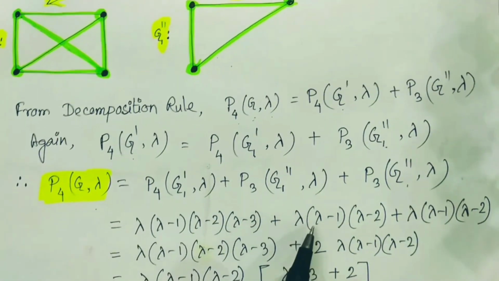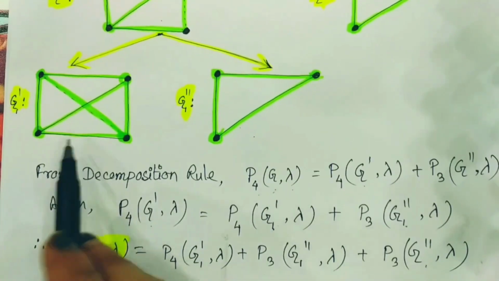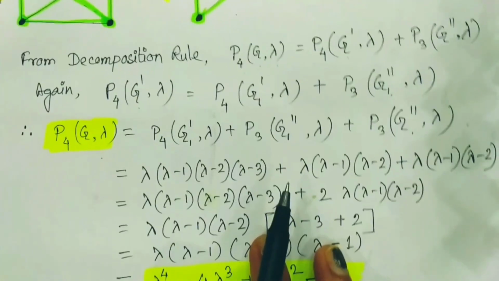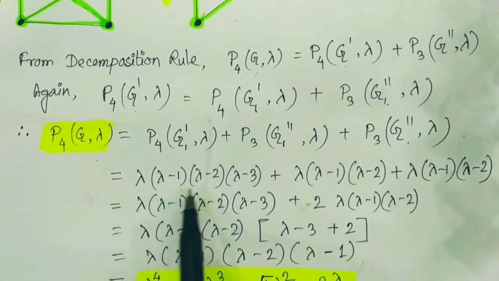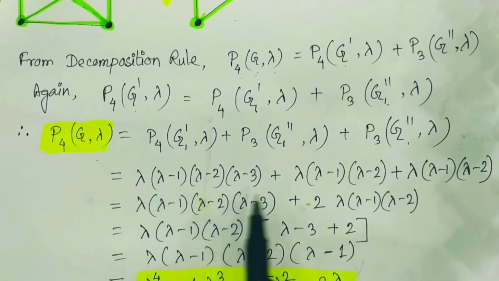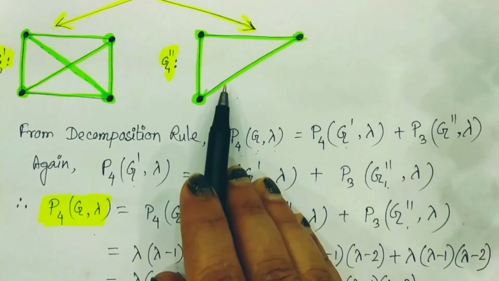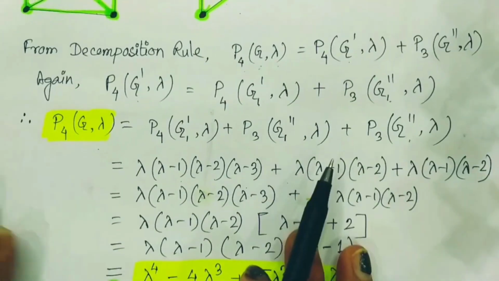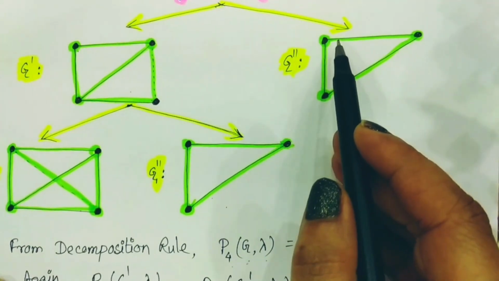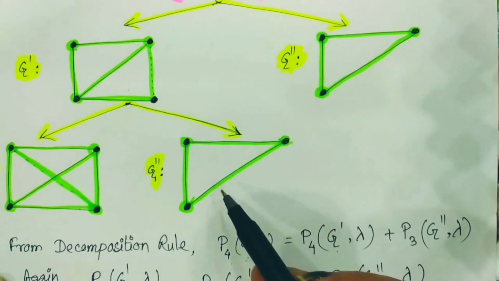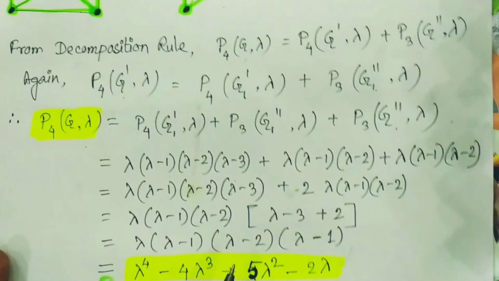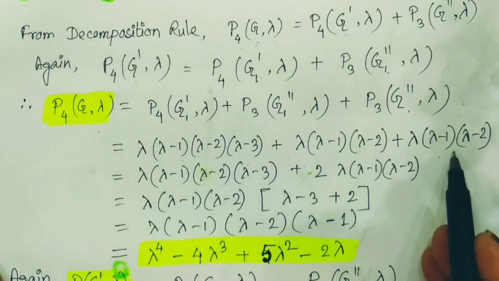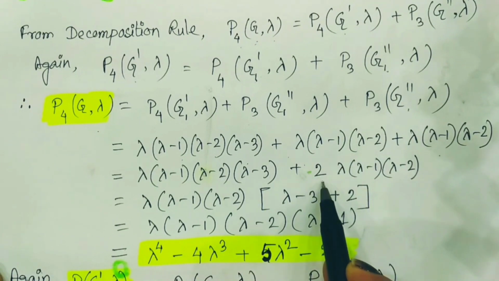We will find out that the chromatic polynomial for this graph, this is a graph with 4 vertices and it is a complete graph. So its chromatic polynomial should be lambda into lambda minus 1 into lambda minus 2 into lambda minus 3, plus its chromatic polynomial lambda into lambda minus 1 into lambda minus 2. So that we have right here. And for this one also, it is a complete graph with 3 vertices and its chromatic polynomial is the same as this graph. So these two are the same terms. So if we add these two, then we will find 2 times this one.